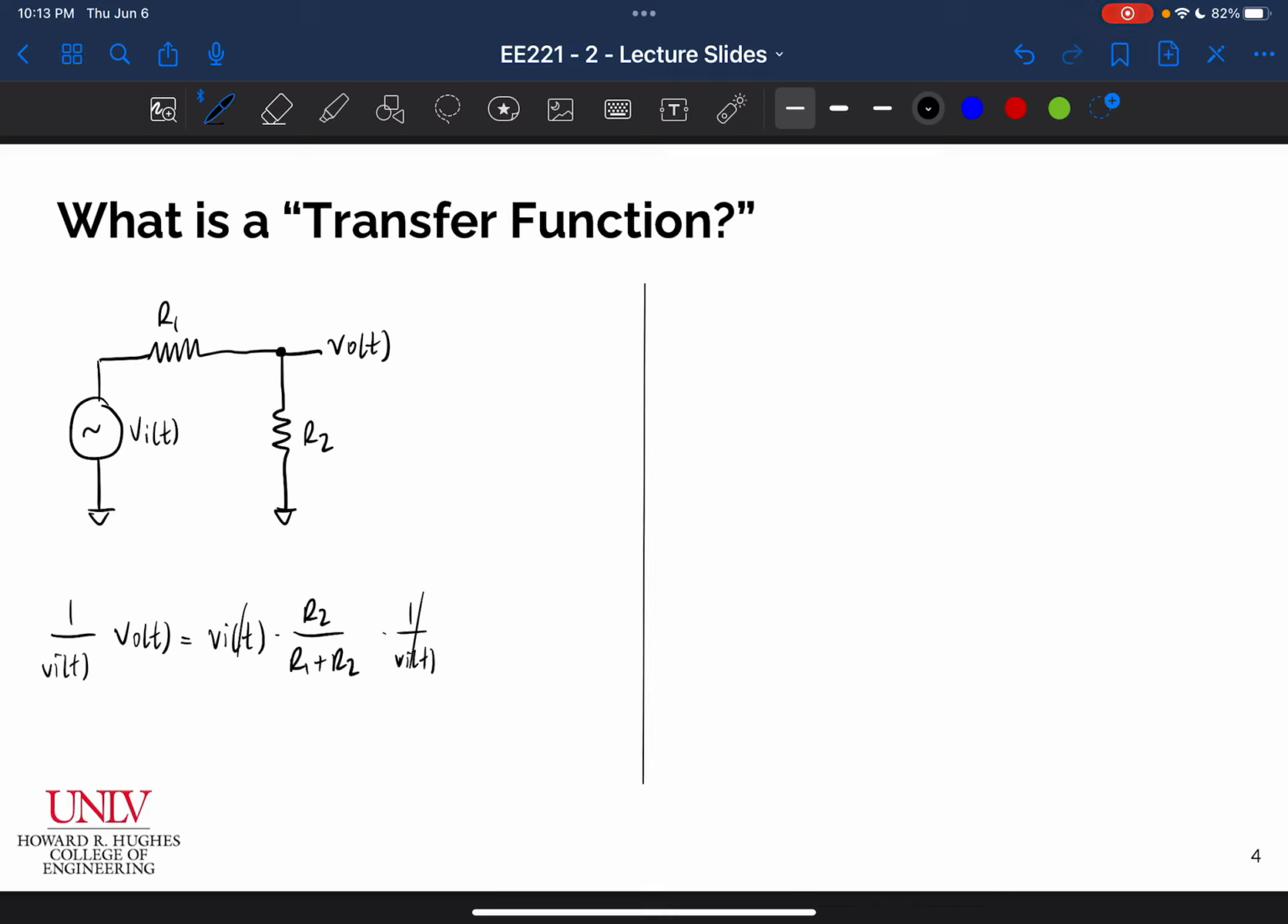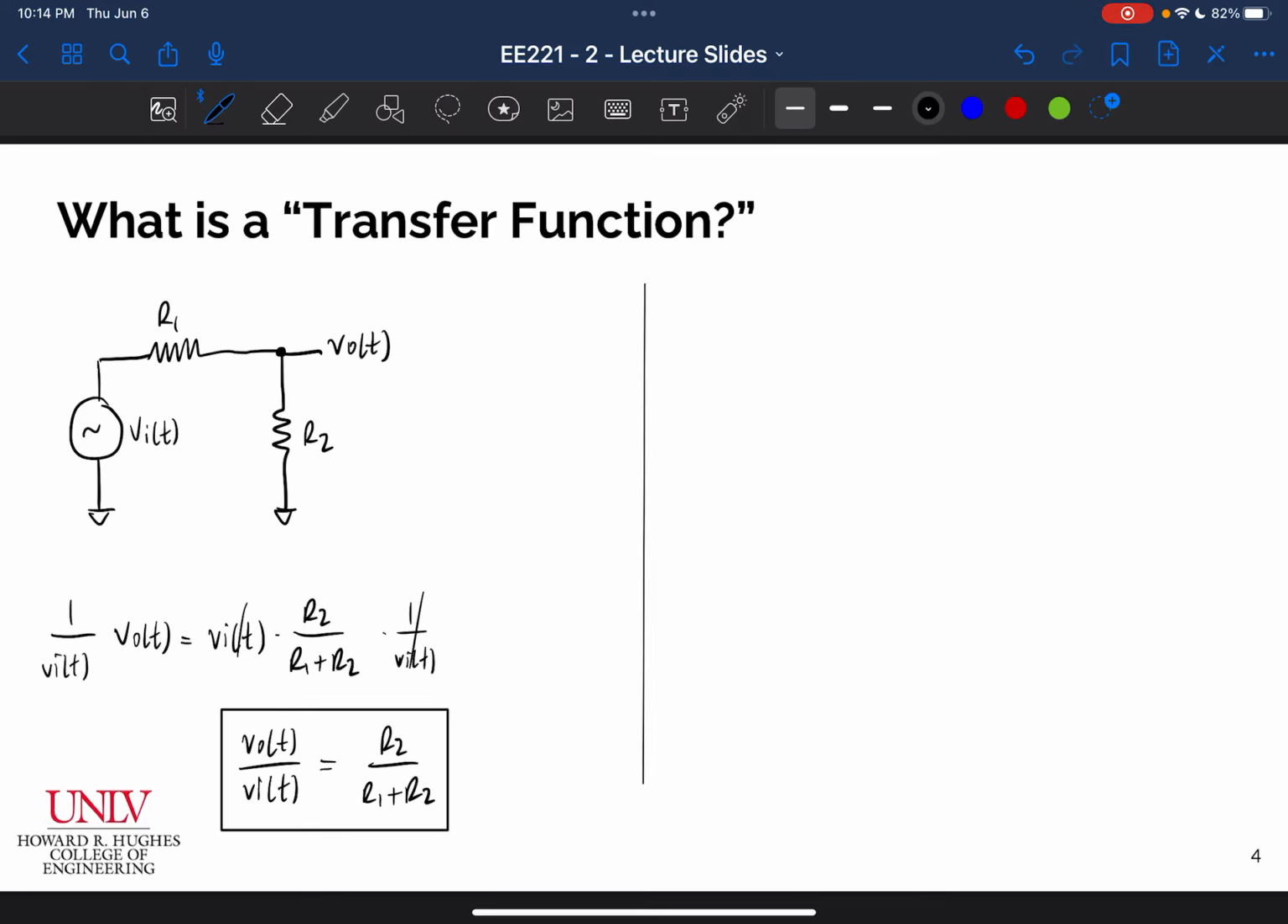And so what I'm left with is this expression here: V out of t divided by V in of t is equal to R2 over R1 plus R2. And there we go. That's my transfer function right there. It is the ratio of the output of interest to the input of the circuit. In this case, it was just V out over V in, which happens to be R2 over R1 plus R2. And so this is how we find the transfer function.